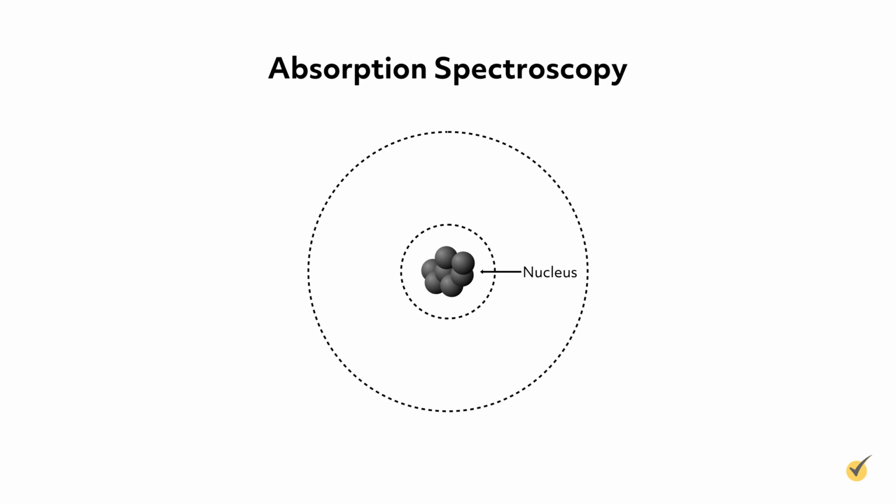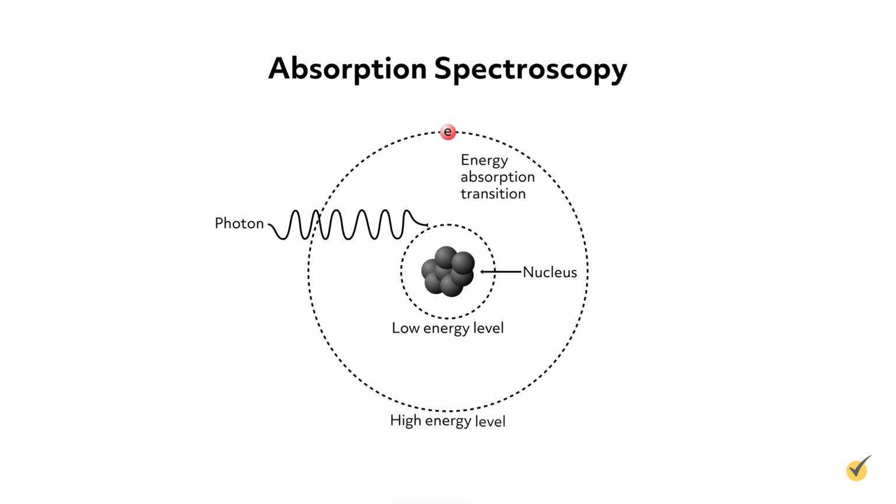This idea is shown schematically by this simple diagram where the electron is symbolized by the letter E, and its ground state is labeled low energy level. As the photon approaches the sample, the electron absorbs its energy and is thus excited up to the higher energy level.